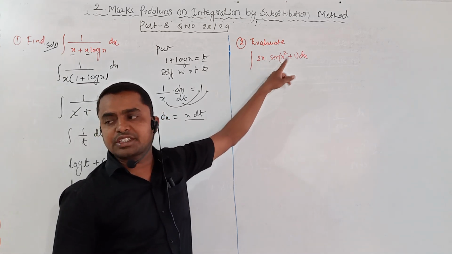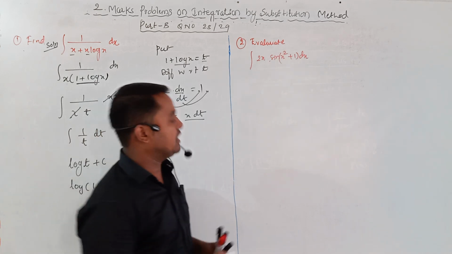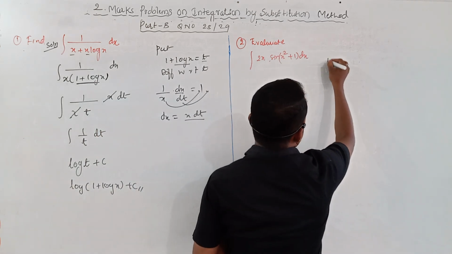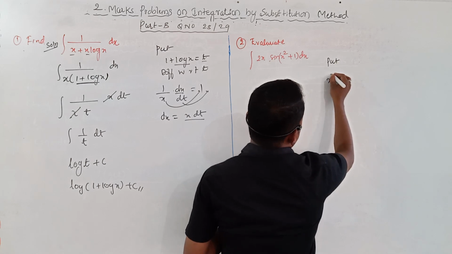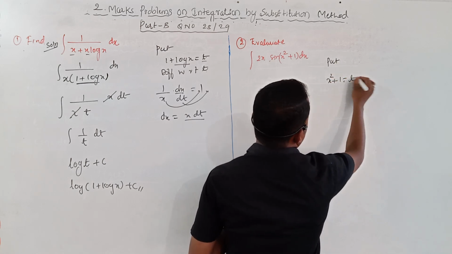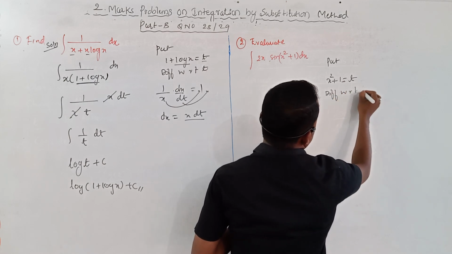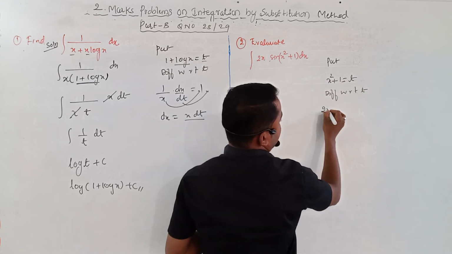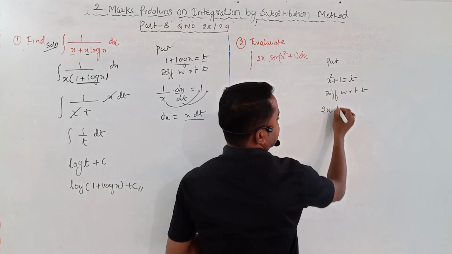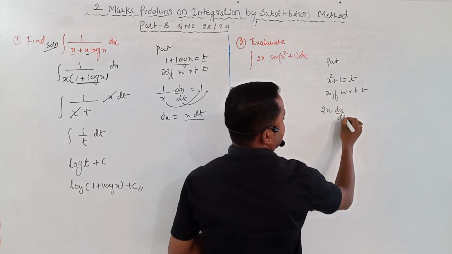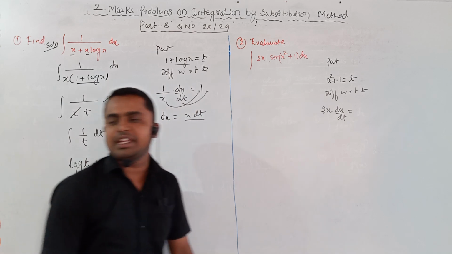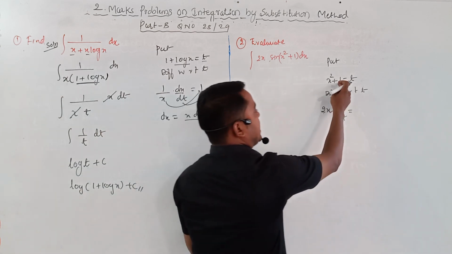Now take x square plus 1 is equal to t. Put x square plus 1 is equal to t. Now differentiate with respect to t. Derivative of x square is 2x. Derivative of x is dx by dt. On the right side, the derivative of 1 is 0.